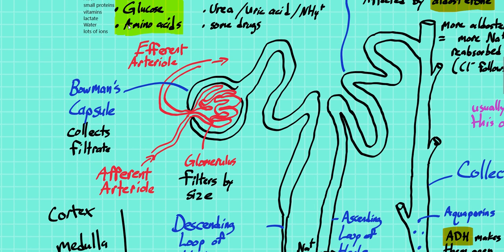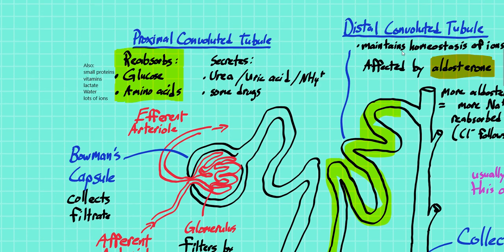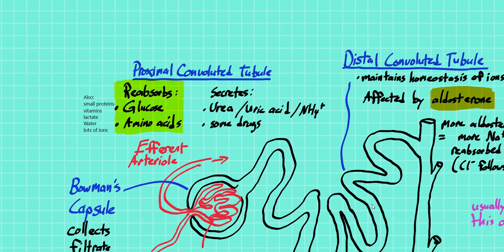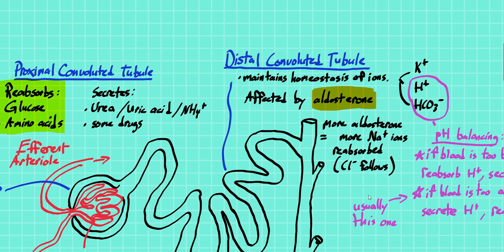Then we head through the next twisty section, or the last twisty section here, called the distal convoluted tubule. Distal means far away, proximal means close to the point of connection. In the distal tubule, we're maintaining the homeostasis of ions. Lots of ions, more than what I've listed here, but again, this is what you need to know. Potassium ions, sodium ions, chloride ions, hydrogen ions, and bicarbonate ions.